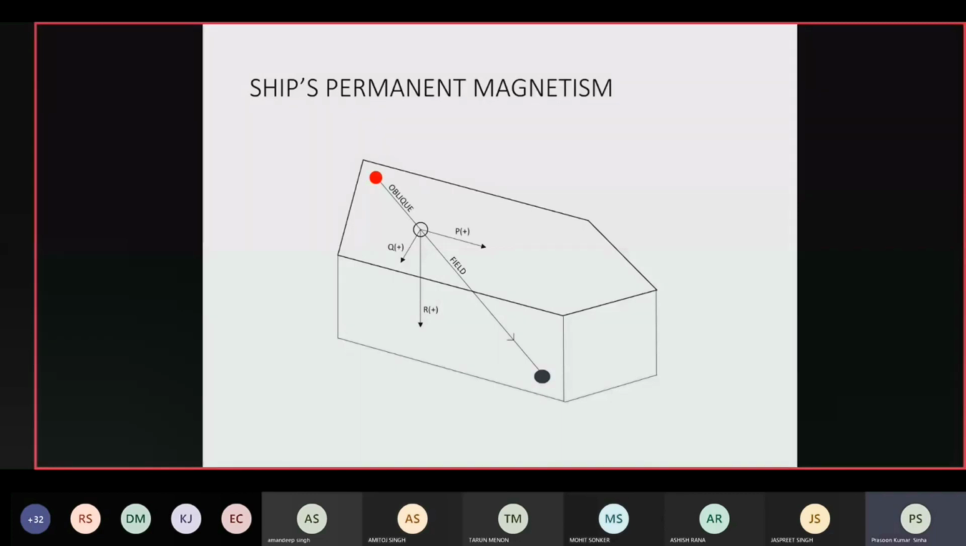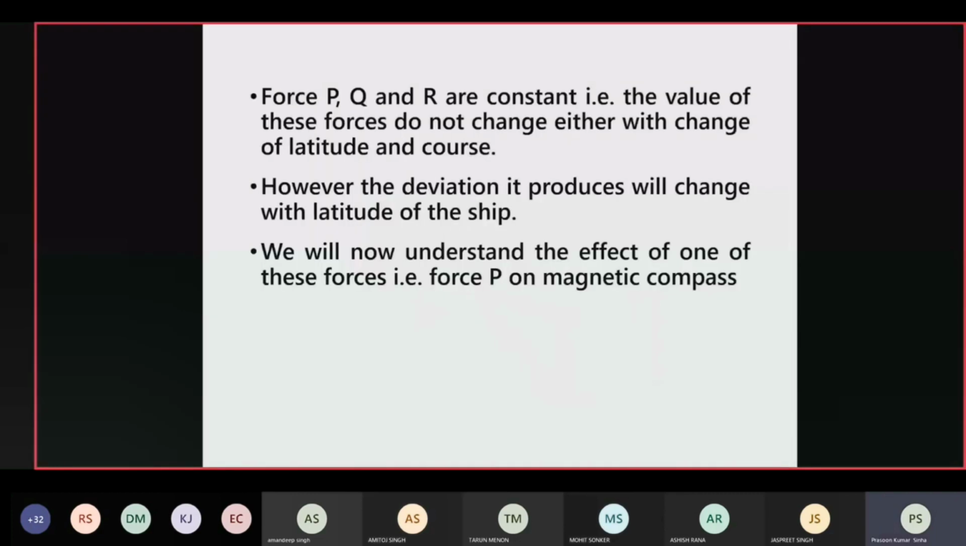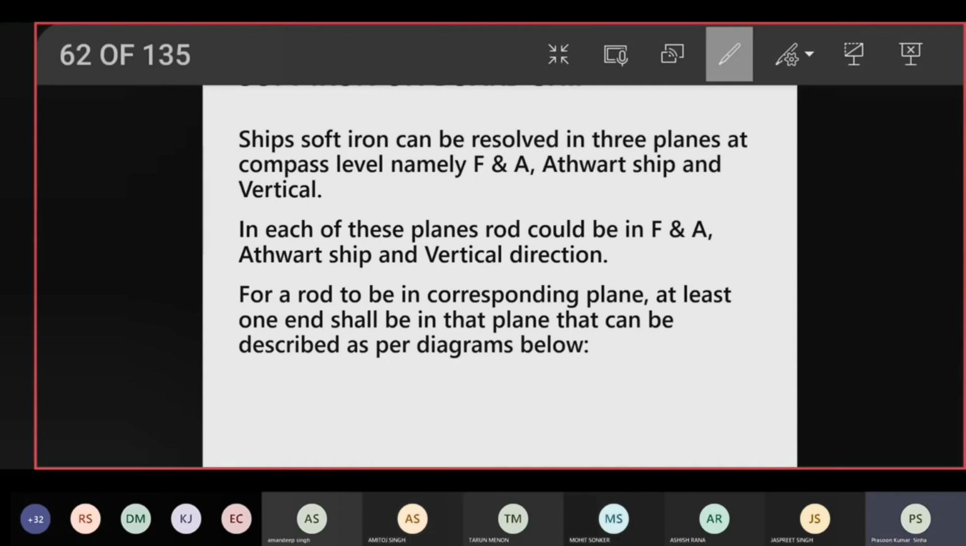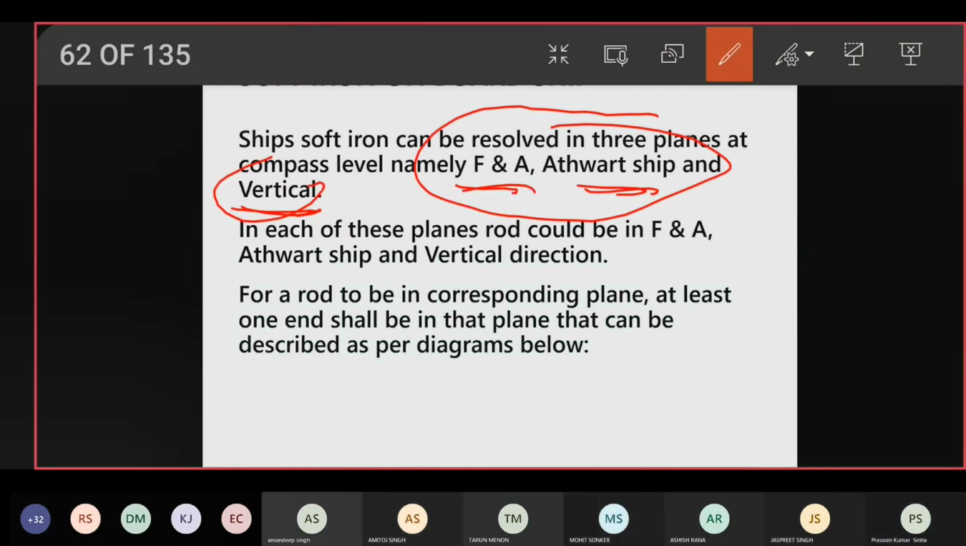सो ये कल PQR की बात तो हो गई थी, मेरे ख्याल से समझ लिया था आपने. So soft iron on the ship. As we already discussed, 3 planes: forward, aft, athwartship, and vertical. In all these 3, there can be rod which is forward, aft, athwartship, or vertical. So 3 into 3, 9 possible situations.